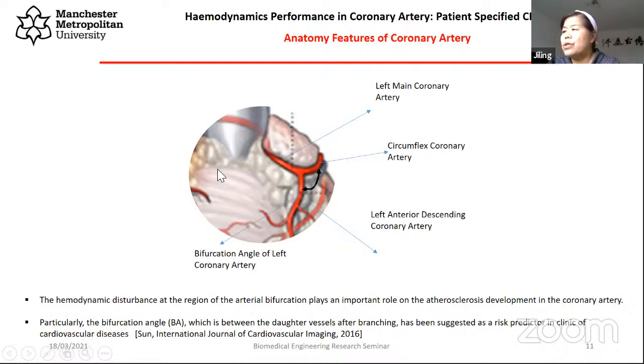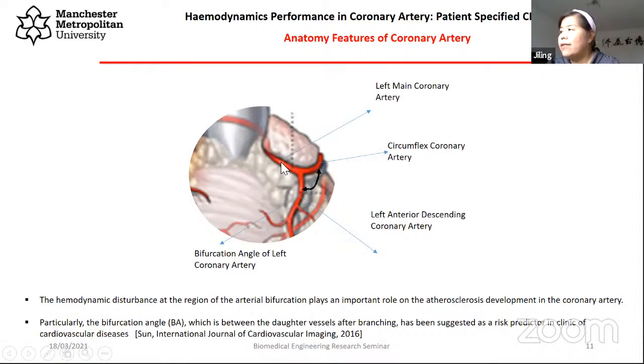So you can see here we show this picture. We can briefly represent the anatomy features of the coronary artery. Here is the left main coronary artery. The left main coronary artery is connected with the aorta. When the heart ejects the blood flow, the blood will be provided into this left coronary artery, supplying blood to the heart itself.